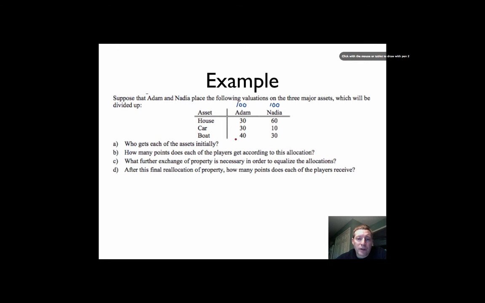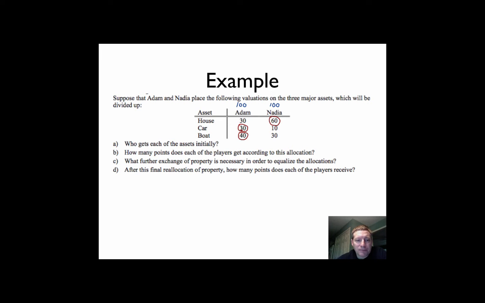So when you look at the house, clearly Nadia values the house more than Adam does because she put 60 out of her 100 points on the house. Adam only put 30, and so in this scenario, Nadia would win the house. She would essentially get that house because she bid more. Adam, on the other hand, apparently really wanted the car because he put 30 points on the car compared to Nadia only 10. So by comparison, Adam wants the car more, so he would get that. And then the boat, again, it's kind of close, but the boat would go to Adam.